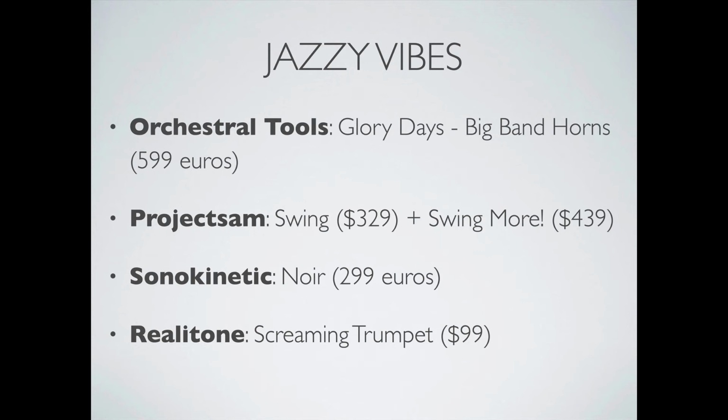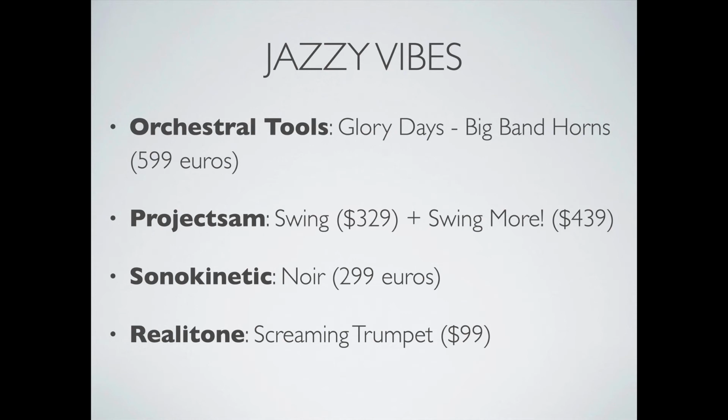For me personally, I like Orchestral Tools Glory Days Big Band Horns. It's a library that records individual trumpets, trombones, and saxophones. Project SAM has their Swing and Swing More series, which are about the $300, $400 range. Sonic Kinetic has a phrase-based jazz library called Noir, which is really cool. And Realitone has their Screaming Trumpet, which is $99.